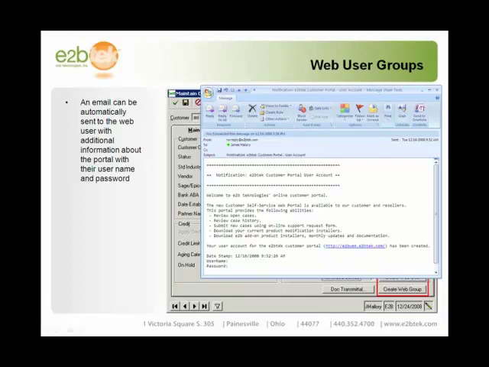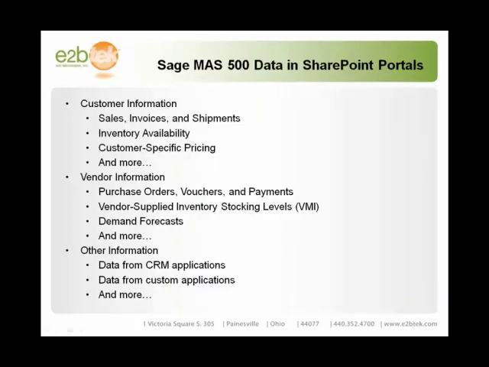Let's talk a little bit about Sage MAS 500 data and deploying that data within the context of SharePoint Portals. There's a lot of information in MAS 500 that you may want to share with your customers and your vendors. Customer information you may want to share would include sales, invoices, shipments, perhaps inventory availability, customer-specific pricing, and other information that might be within Sage MAS 500 or in external applications.